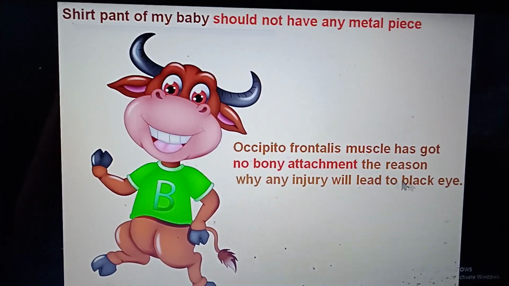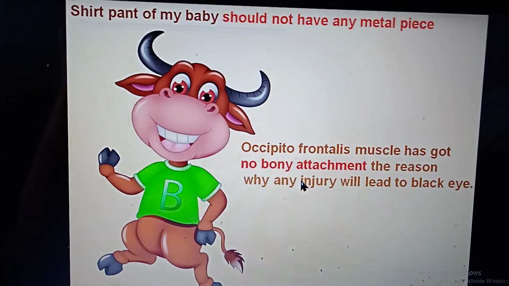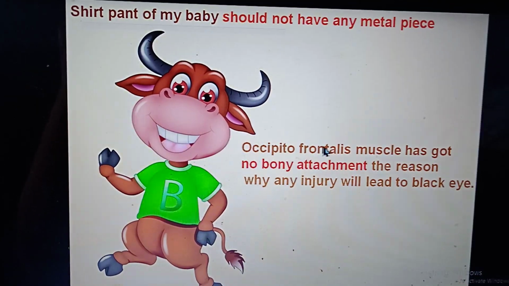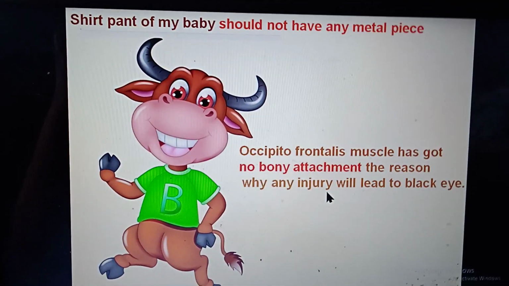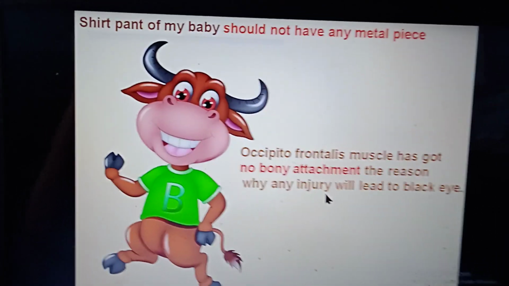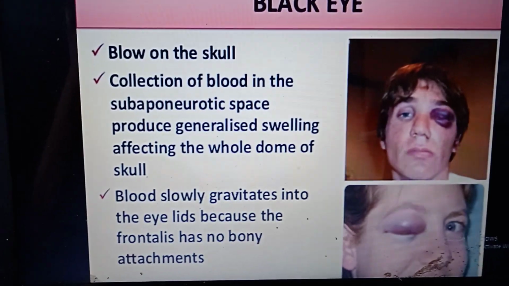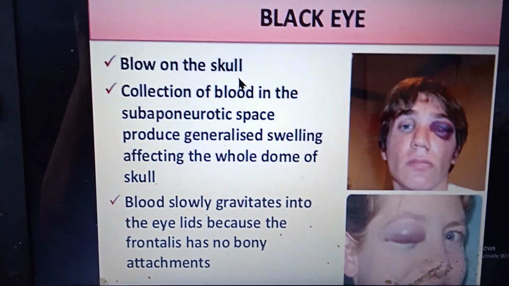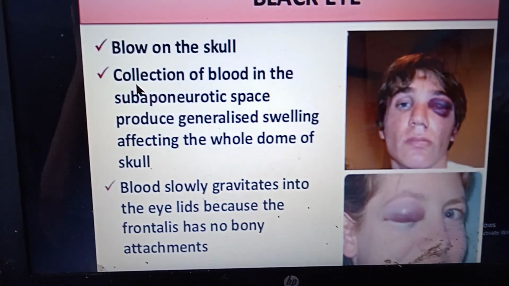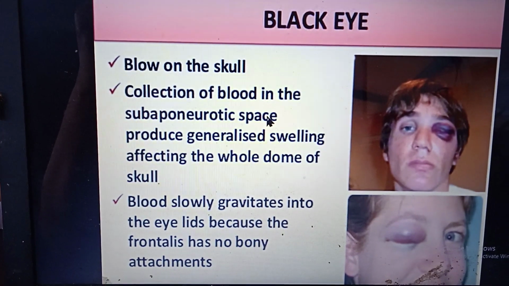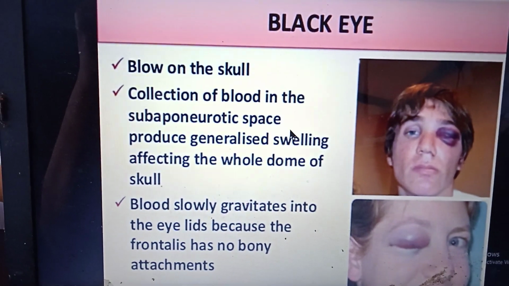Occipitofrontalis muscle has no bony attachment. That is why an injury, especially to the frontal belly of occipitofrontalis, results in a black eye. This is the anatomical basis. Black eye, or blue discoloration, is caused by a collection of blood in the subaponeurotic space, that is, in the scalp.